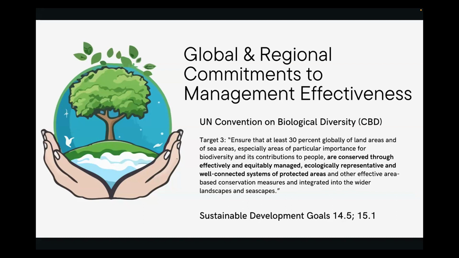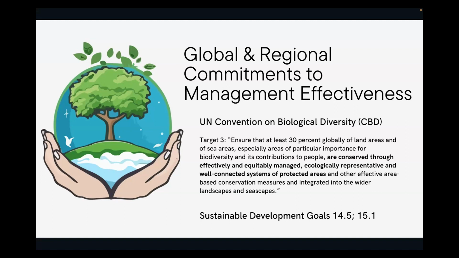So, for example, the UN Convention on Biological Diversity, Target 3, is to ensure that at least 30% globally of land areas and sea areas, especially areas of particular importance for biodiversity and its contributions to people, are conserved through effectively and equitably managed, ecologically representative, and well-connected systems of protected areas.